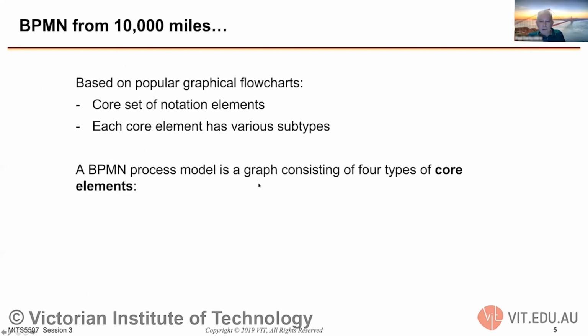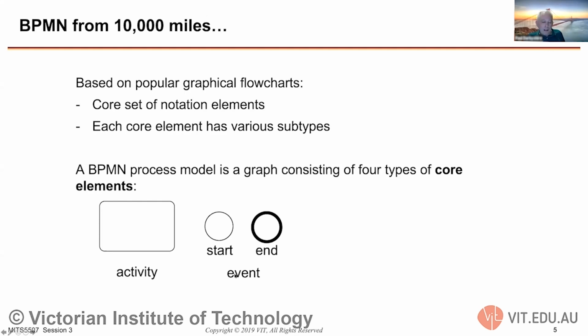Basically, a BPMN process becomes a graph which consists of 4 types of core elements. First off, there's an activity. Following that, we have an event. Every business process begins with an event and ends with an event. We distinguish between the beginning and the ending event with a normal circle for a start event. For an ending event, again it's a circle, but a very thick, bolded circle, if you will. We have a gateway symbol.